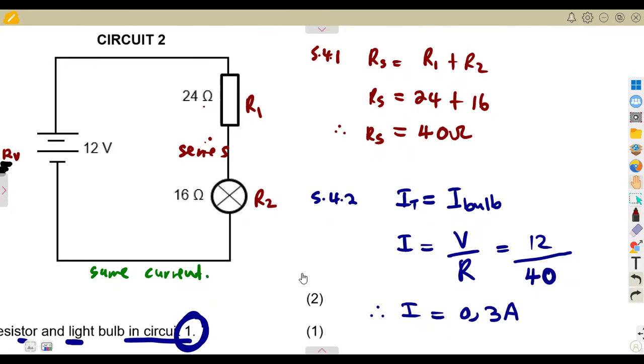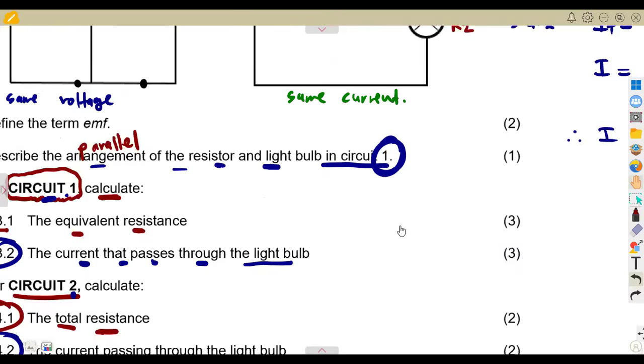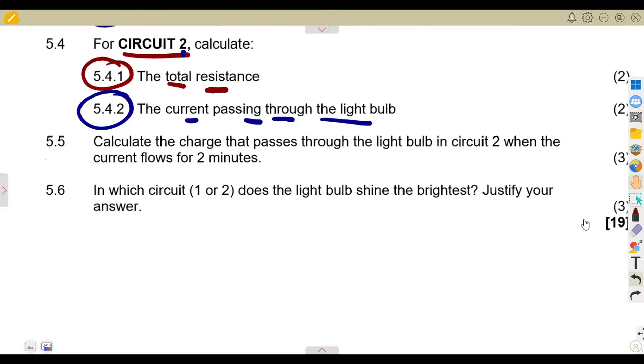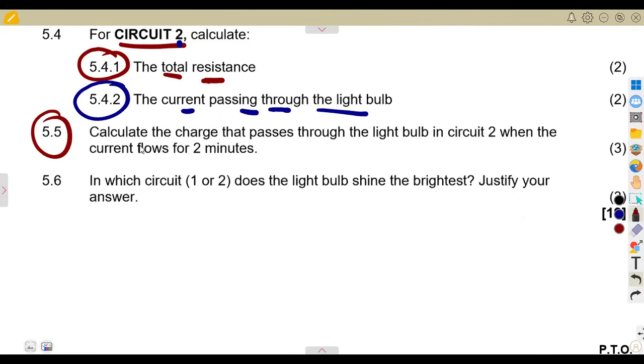Just like that. Okay, so let's consider another question, which is 5.5. Calculate the charge that passes through the light bulb in the circuit, in circuit 2, when the current flows for 2 minutes, and that is 3 marks.